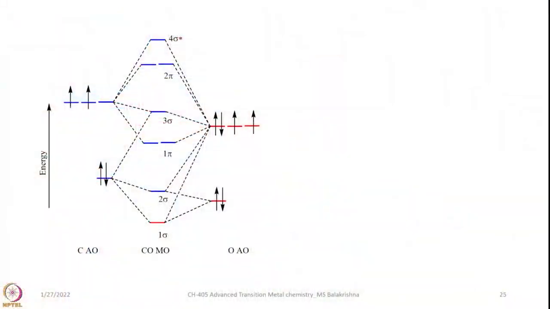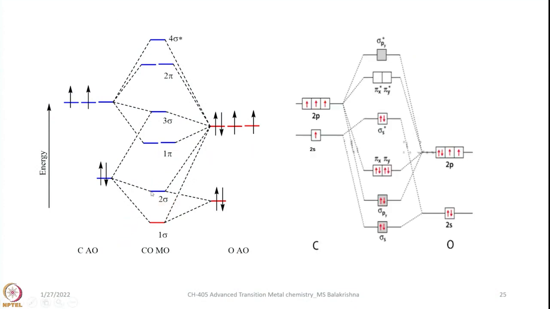So yeah, this is another one I showed you. This is how another carbon monoxide MO diagram is shown, and I have also come across this kind of thing, and here they are predicted as antibonding. Yes, if it is antibonding, then you have to consider these things as bonding.